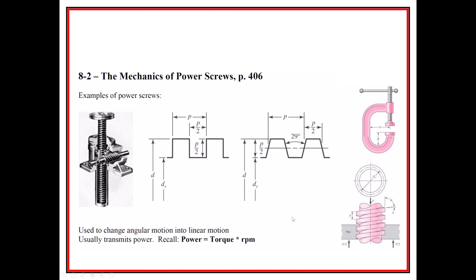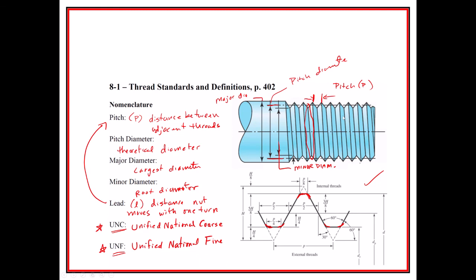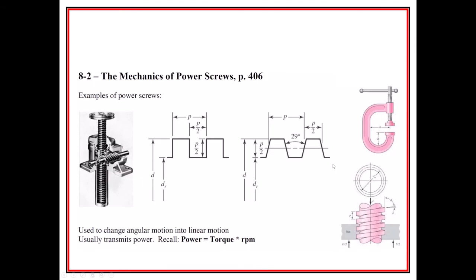So we're going to talk about the mechanics of power screws and examples of power screws right here. So here's the two. We have square threads and Acme threads. So here's the geometry of square threads and Acme threads. Over in here, let's just say that these are standard bolt threads, right? The kind of bolt that you've seen. But often in power screws, we will have literally square threads and Acme threads.